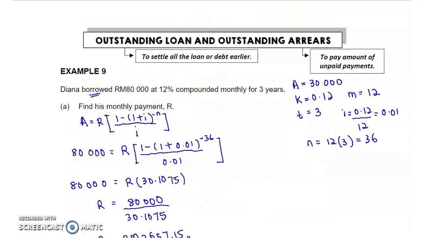To sum up this topic, in the case of outstanding loan, we use present value, formula A. If outstanding arrears, we use the future value formula S. To help you remember, arrears has an S here, so use formula S. Outstanding loan, use formula A.